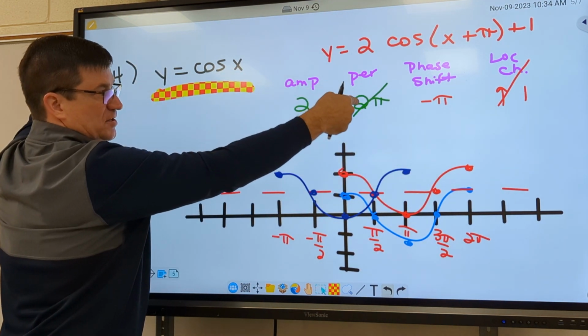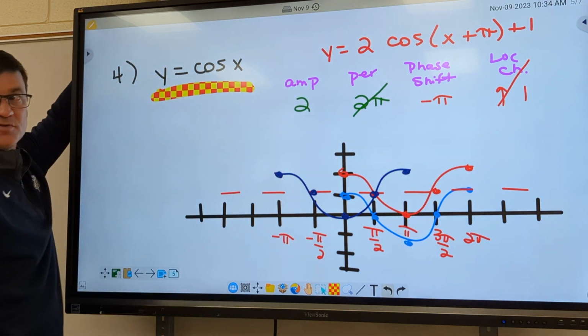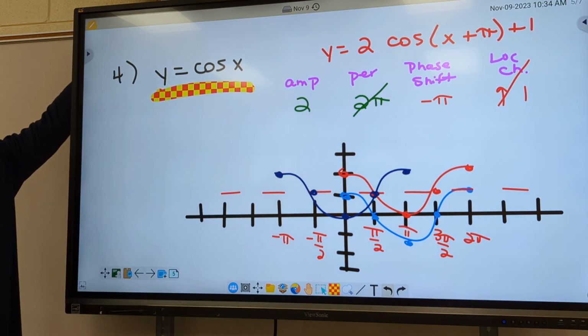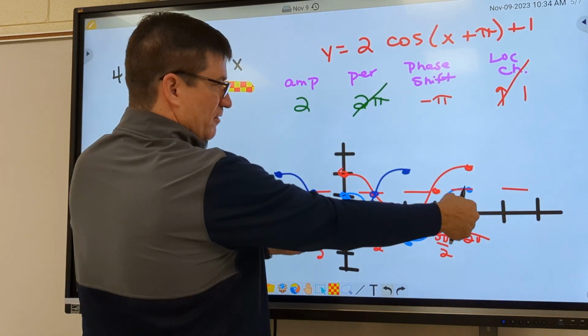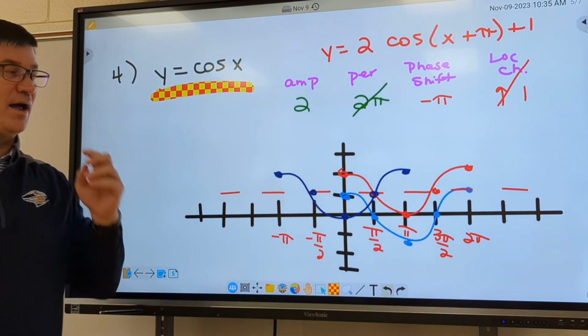It's not changing on this one. It wants you to keep it 4 spaces. 2 pi is 4 spaces. Look, it was already 4 spaces, so we don't even have to mess with that.